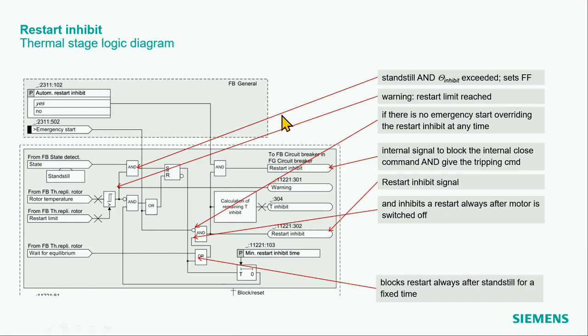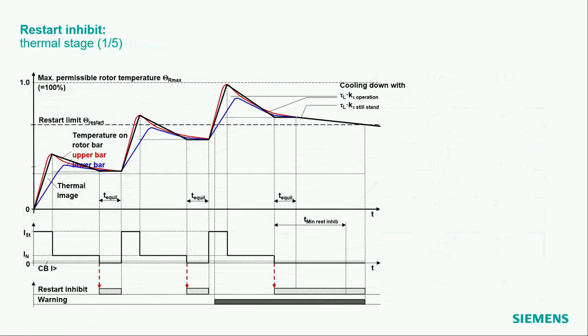Okay, then we have this equilibrium time here, and this blocks the restart always after standstill for a fixed time. And then we have the minimum restart inhibit time. So this goes in parallel to this restart inhibit signal. That means whatever is longer blocks the closing command for the longer time. I have an example, a couple of examples, where we see how this function works.